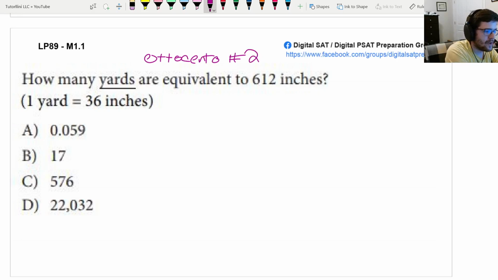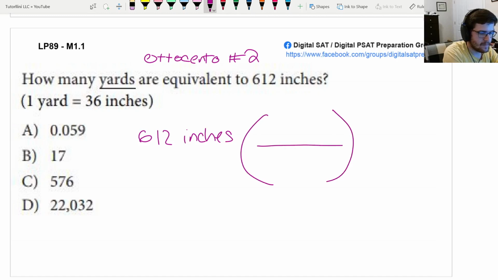So we're going to first write what we're starting with, so 612 inches. Then we're going to set up a parenthesis, and we're going to put our conversion factor, there's only one for this problem, in the parentheses, so the 1 yard and the 36 inches. I'm going to put the 36 inches on the bottom and the 1 yard on the top.